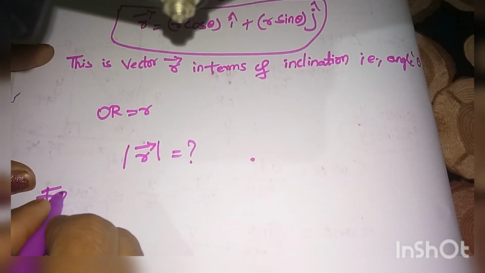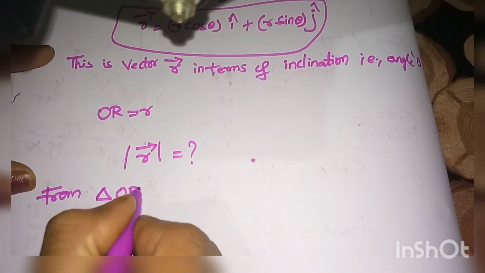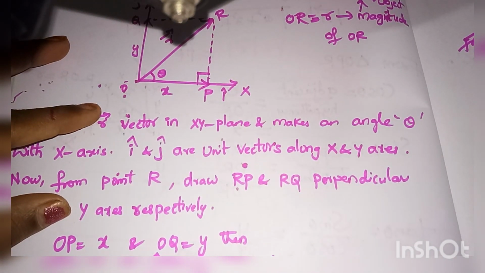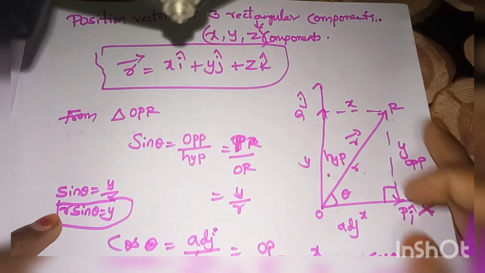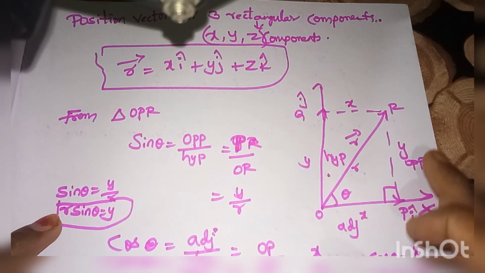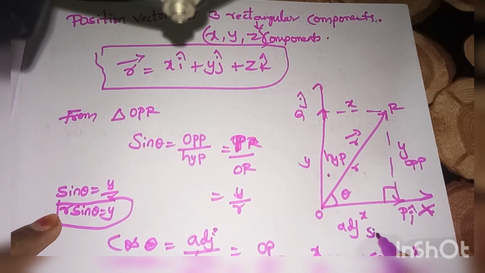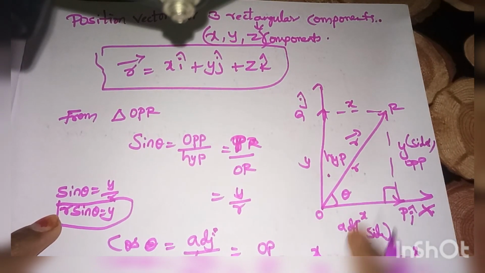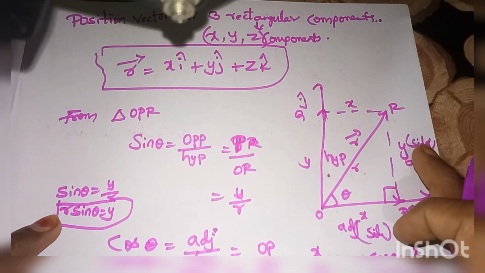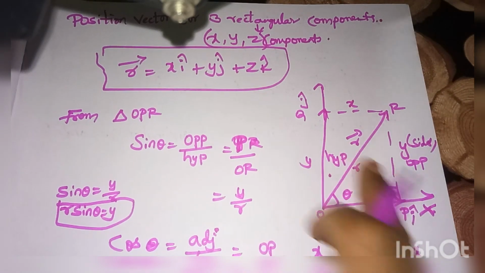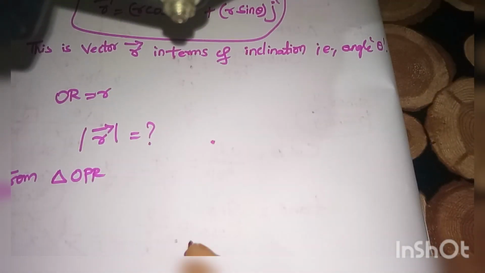You know the triangle OPR. What is Pythagoras theorem? Pythagoras theorem means hypotenuse square equals side square plus side square. These are sides here. So hypotenuse whole square equals side square plus side square. So here we are going to find the magnitude of a vector.